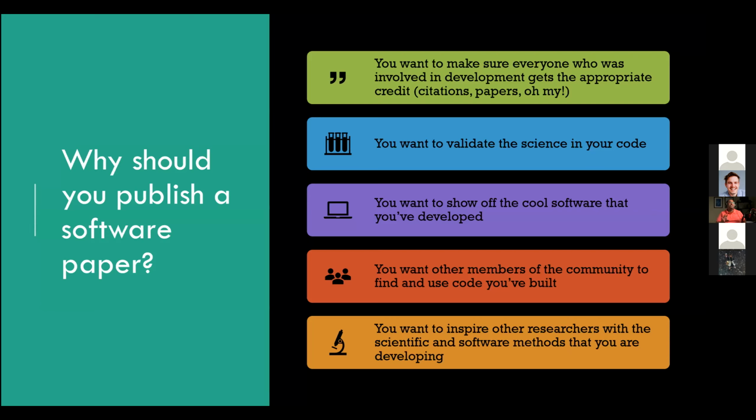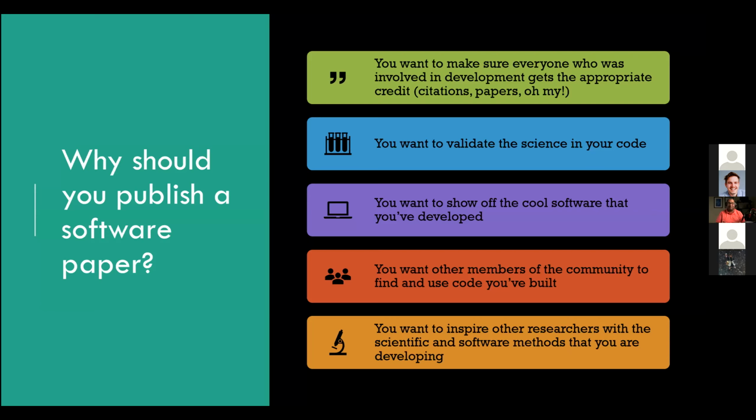Okay, so why should you publish a software paper? Some obvious reasons here are to make sure you get the credit for everyone who's involved in the development, and that's a big, important part. There is a huge team, especially within the Sloan community, that is doing a lot of heavy lifting in building these tools that the entire community uses. A software paper is a fantastic way to make sure the people who are doing that hard work get the credit for it.